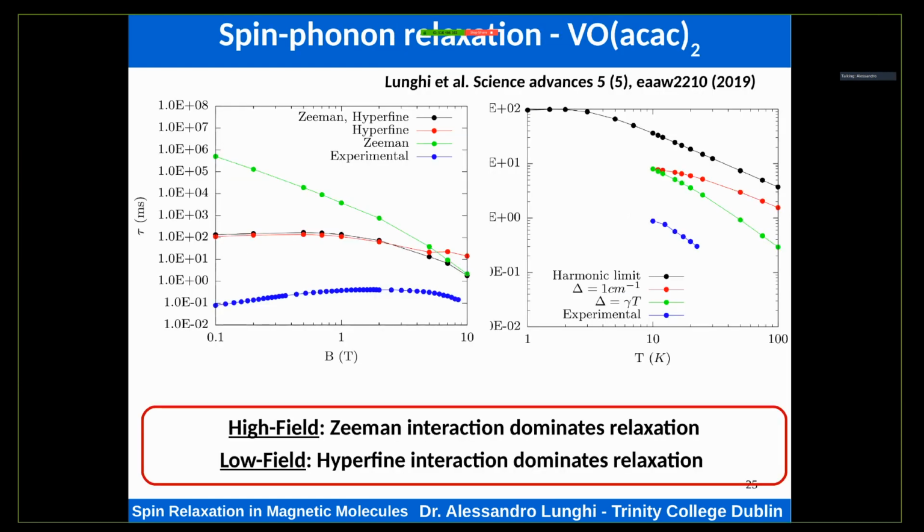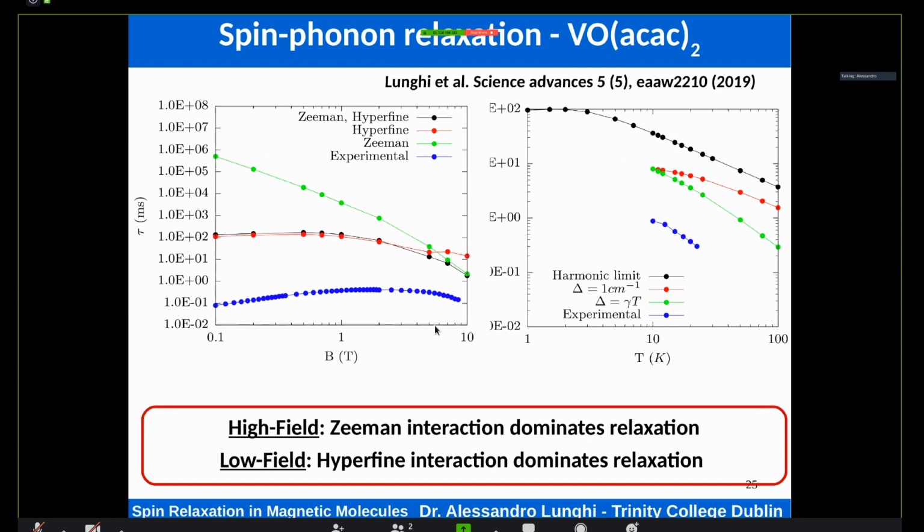You see here on the left, the relaxation time as function of the external field, while on the right, you see the same quantity, the relaxation time as function of temperature. So in the first case, you see here in blue the experimental results, and in black the total spin relaxation rate, which is due to the Zeeman interaction in high external field and to the hyperfine one in the low external field, where high and low is below or above 5 Tesla, more or less.